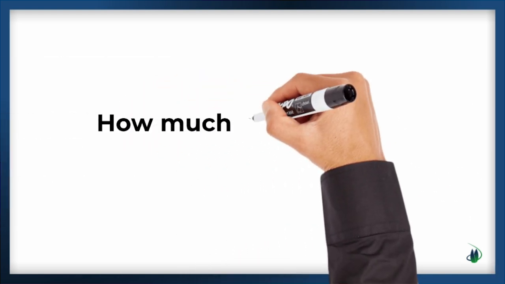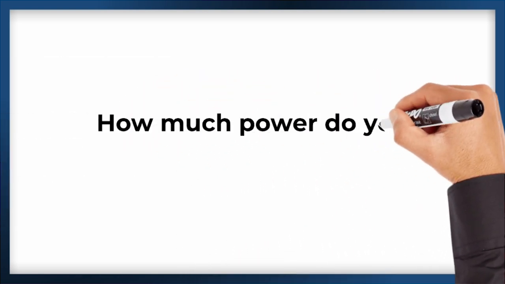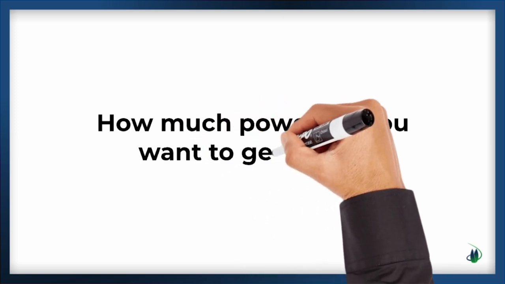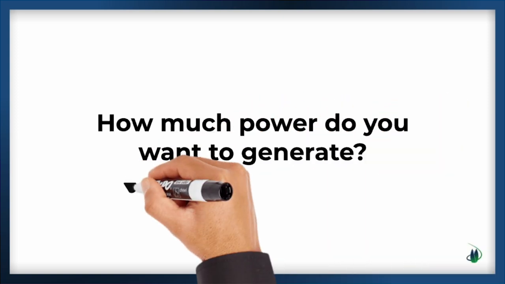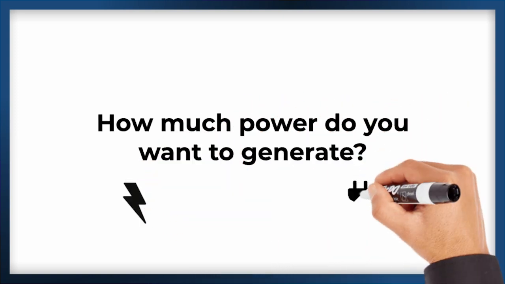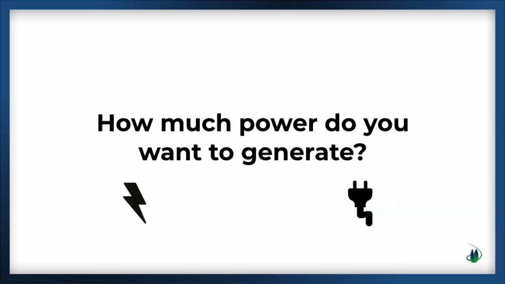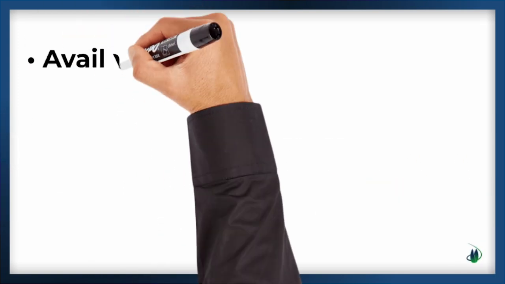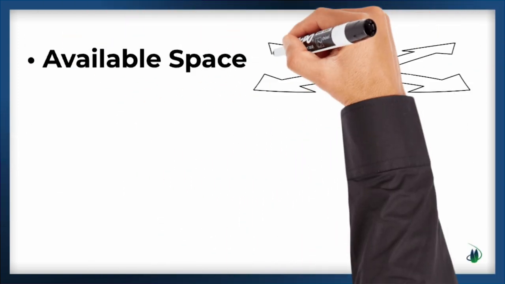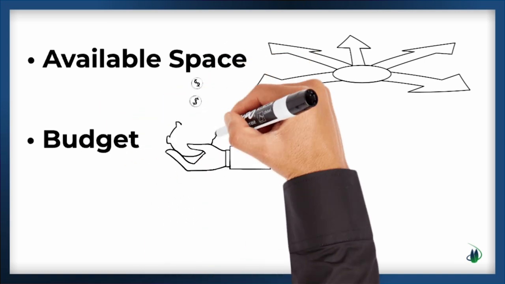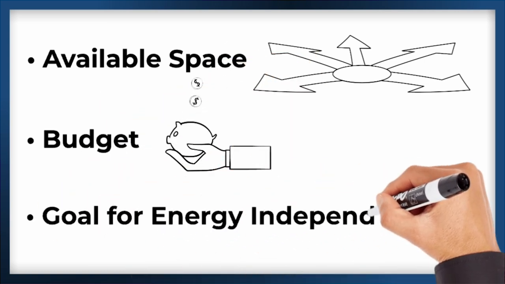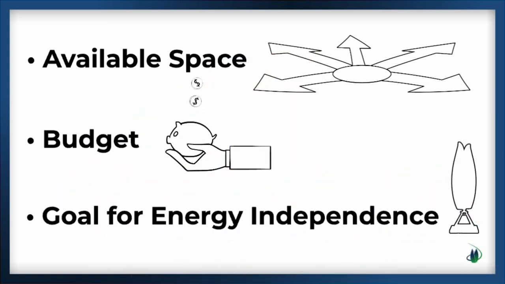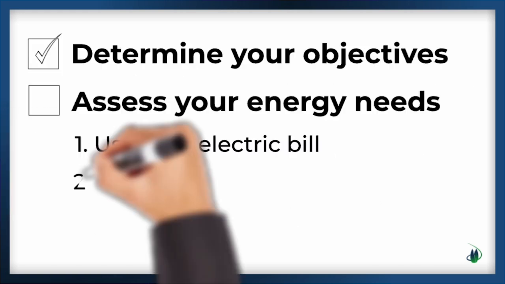If your project does not have a specific energy consumption goal, for example, replacing or offsetting a certain amount of electricity usage, you must first define how much power you want to generate. You can determine this number by considering the available space, your budget, or your general goals for energy independence, rather than a precise offset requirement.